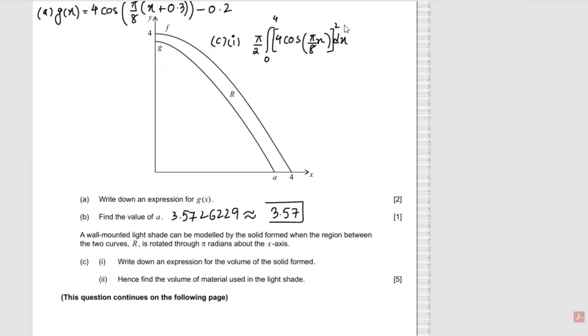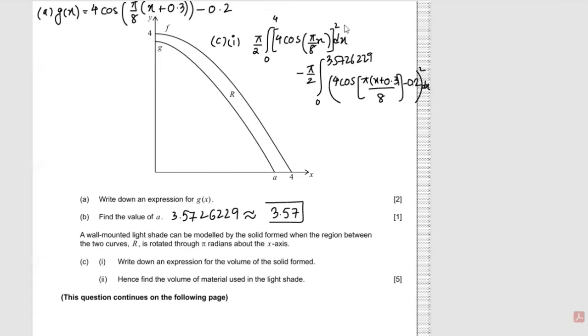So keep in mind, it's a half turn, pi about the x-axis, not a 2 pi about the x-axis. And since it's a hollow volume, there's an inner part as well. You need to subtract that bit. So pi over 2 again, but this time it's going to be 0 to 3.5726229 and 4 cos, that whole function that I just typed in, pi x plus 0.3 divide 8 and minus 0.2. Oops, I'm running out of space, but you get the idea.